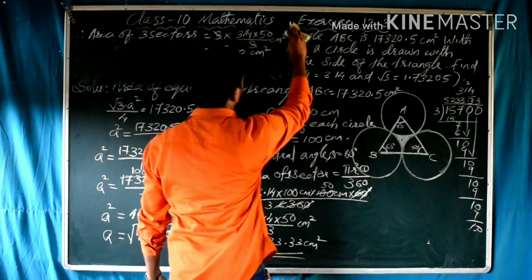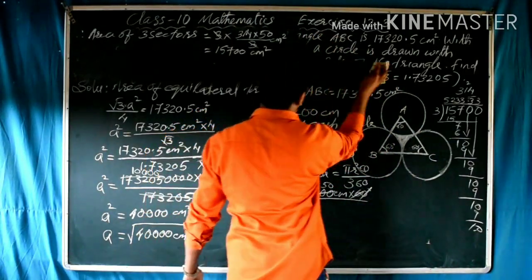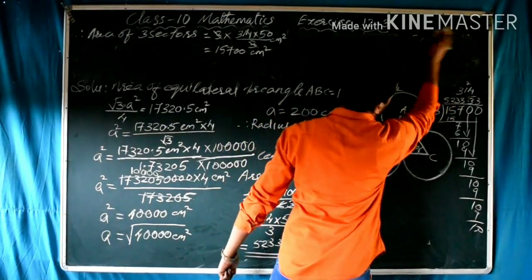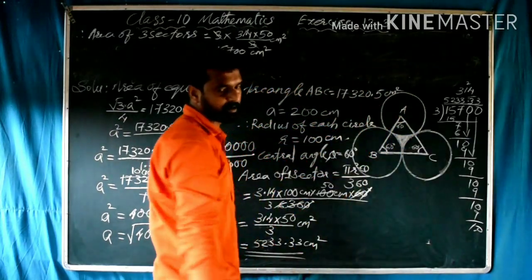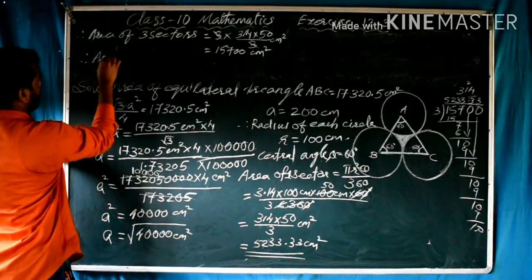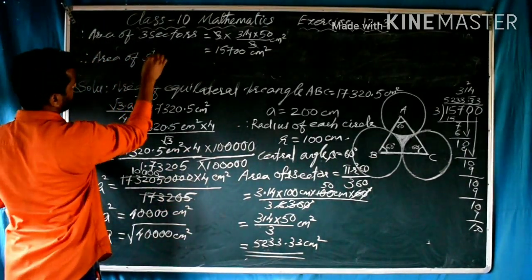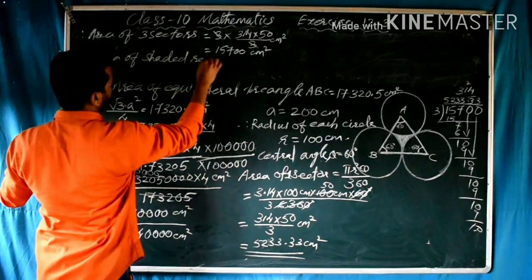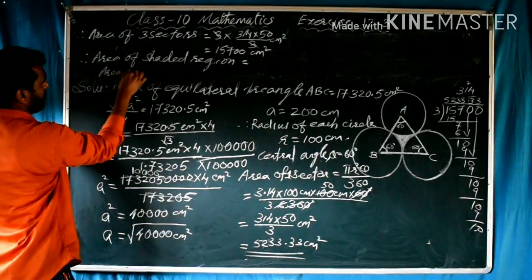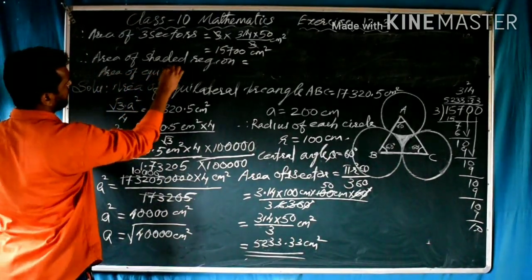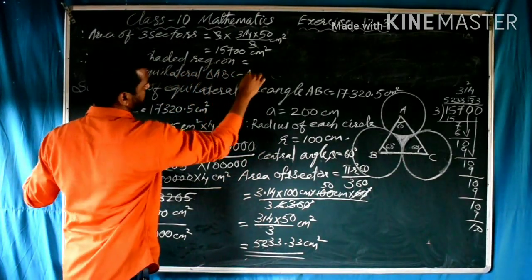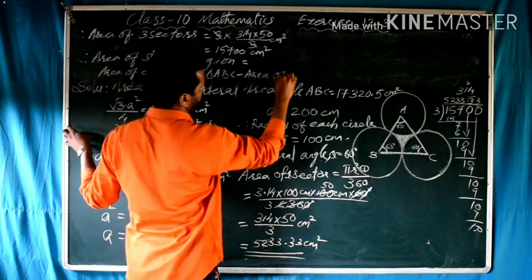Now we can find the area of the shaded region. Therefore, area of the shaded region is equal to area of equilateral triangle minus area of 3 sectors. Area of shaded region is equal to area of equilateral triangle ABC minus area of 3 sectors.